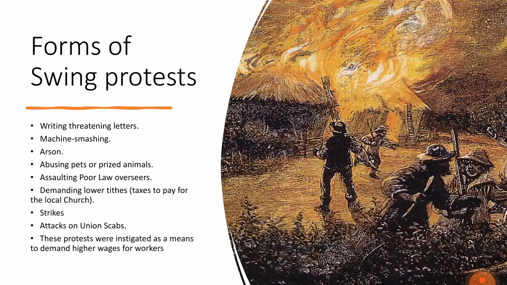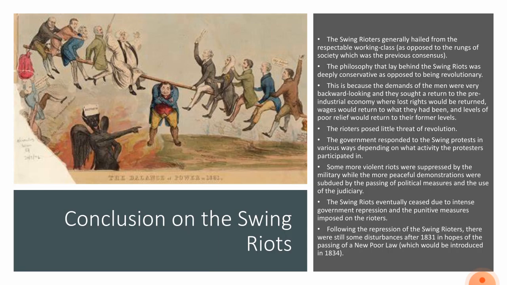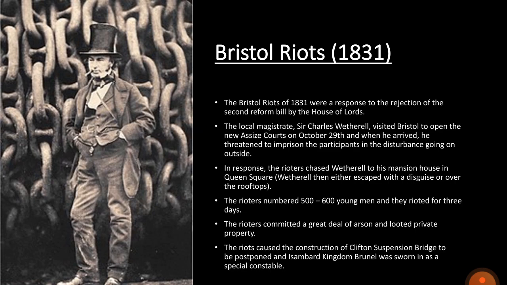We've already gone over the swing riots in our lesson on radicalism in the 1820s, so I'll skip over that. We'll probably go up until the Merthyr Rising in this lesson. So, the Bristol Riots of 1831.